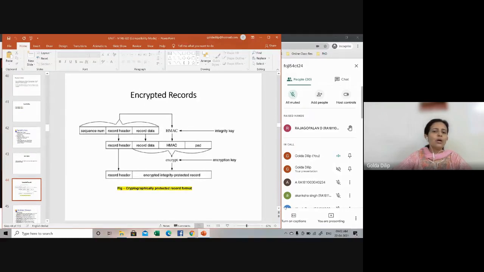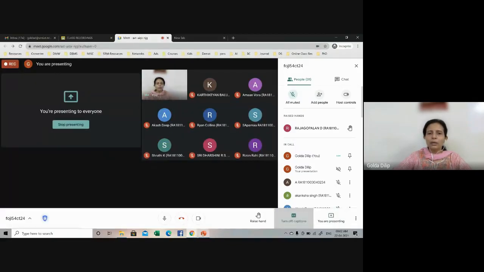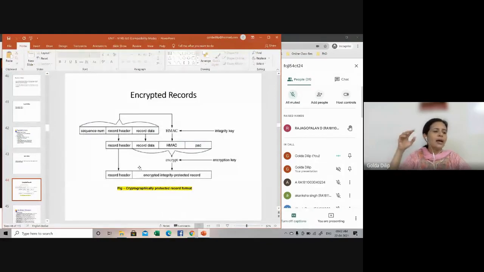So how does a cryptographically protected record look? Any idea which protocol takes care of this? We discussed all the various protocols which form a part of the SSL protocol stack. So which is the protocol which takes care of protecting the record format cryptographically? What are the protocols which form a part of SSL?